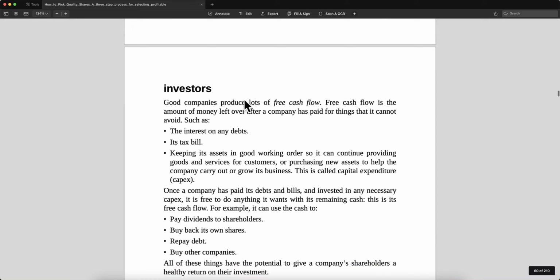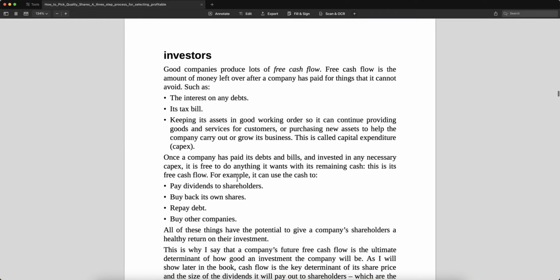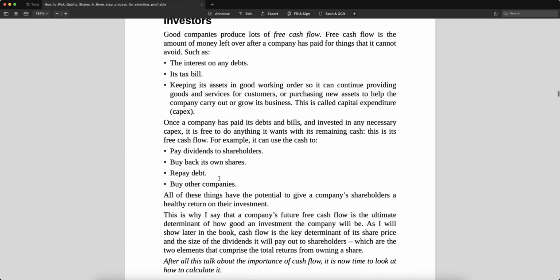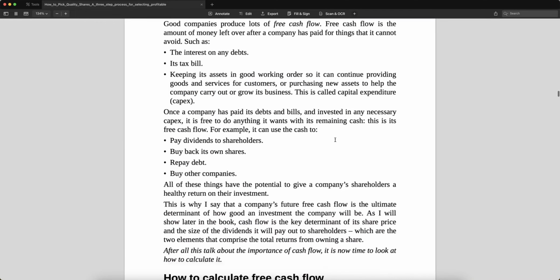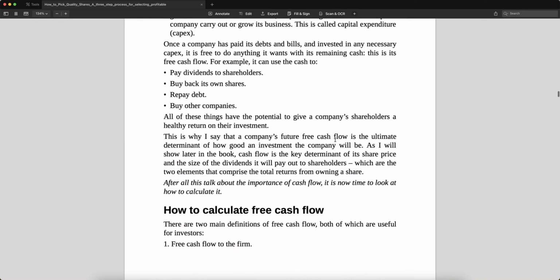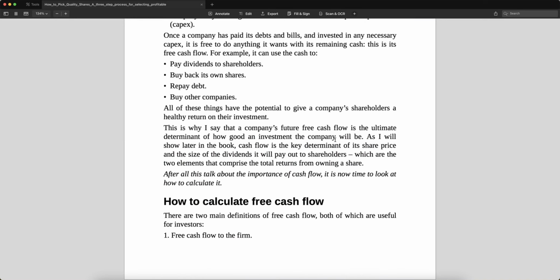Now, why do companies need free cash flow? Because they've got a lot of expenses like interest payments, debts, tax bills, keeping the assets in good working condition, paying for new assets, doing capital expenditure, paying dividends, buying their own shares, repaying debt, buying other companies. So these are some of the reasons why companies need cash flow and free cash flow to do the work.